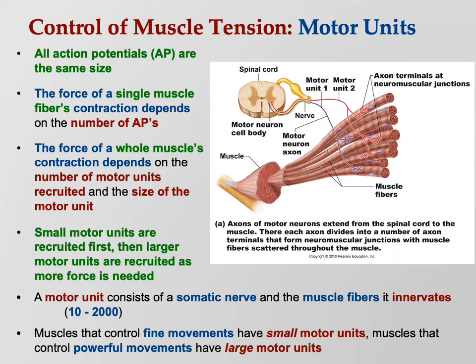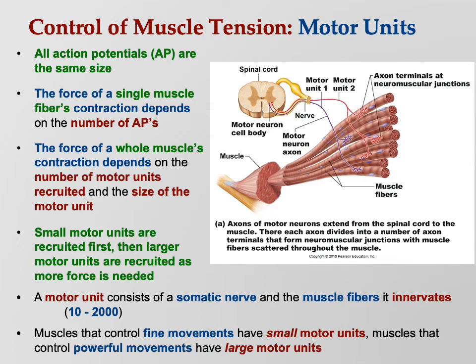Do all muscles have equal numbers of the same sizes of motor units? No. Muscles that control fine movements tend to have small motor units. Muscles that control powerful movements have large motor units. So think about your quads, like the vastus muscles. Those are the ones used for jumping and running and stuff. So those have huge motor units. On the other hand, think of the muscles that move your fingers. You do fine, precise, delicate things with your fingers. So those muscles tend to have small motor units.